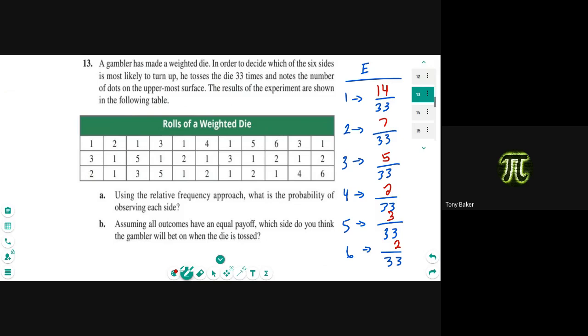So if all the outcomes have an equal payoff, which number should the gambler bet on? Obviously, it should bet on 1 in this case. And if he uses that die too many times at the table, it's probably not walking out alive.